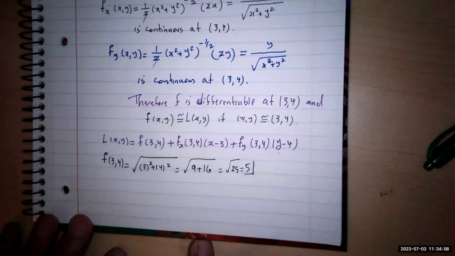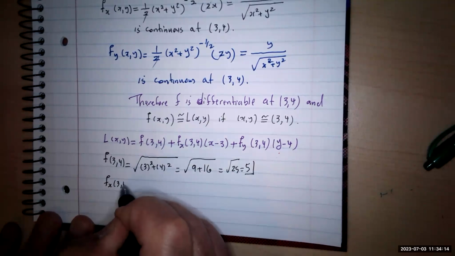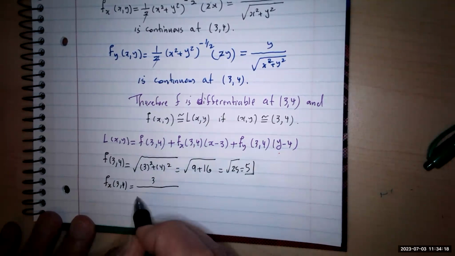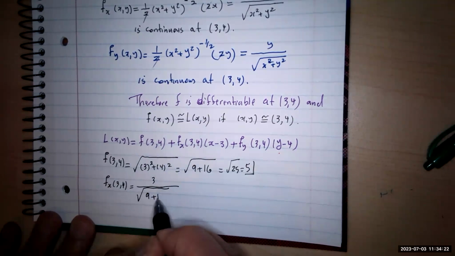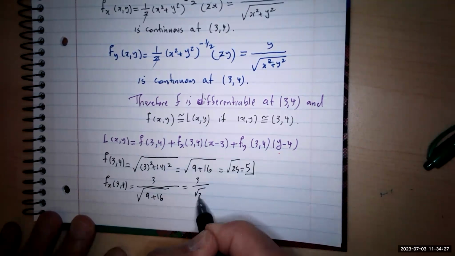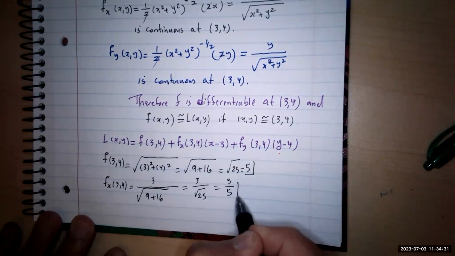So that's going to be 3 and 4. F of 3 and 4, then partial derivatives. F sub x at 3 and 4. The top was x, which is 3. The bottom one is the same as this one. It's going to be 9 and 16. So this is going to be 3 over radical 25, and that gives 3/5.